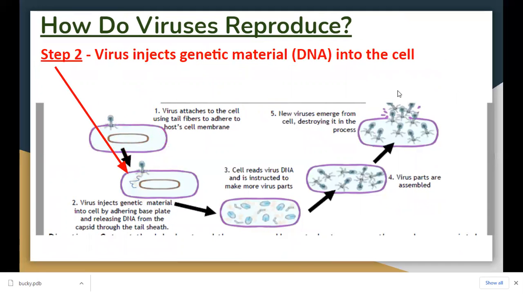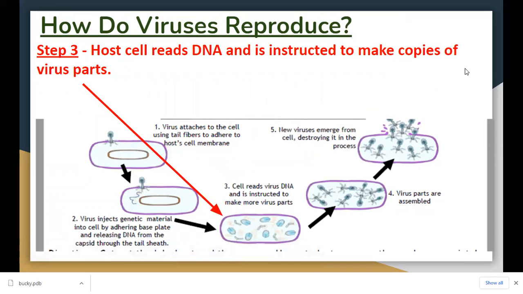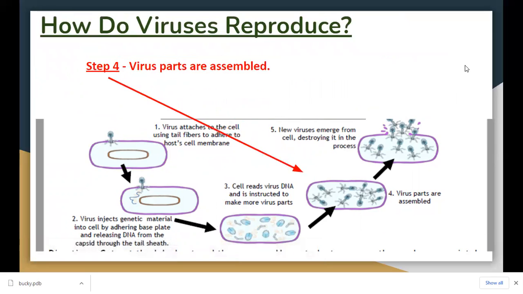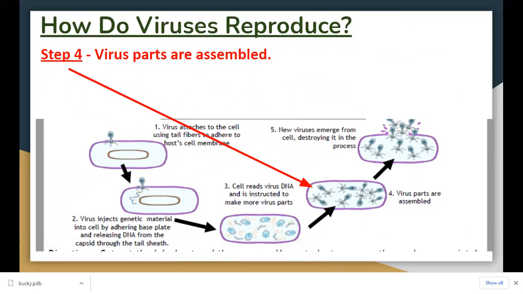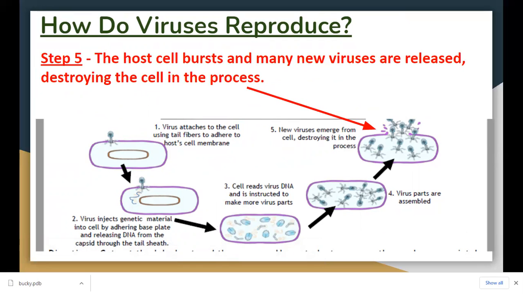Step 2, the virus injects its genetic material, its own DNA, into the cell. Here it is, injecting the DNA. Step 3, the host cell reads the DNA and then is instructed to make copies of the virus parts. The cell kind of becomes a zombie and just starts making more and more viruses. Step 4, the virus parts are assembled. And finally, step 5, the host cell bursts open and many new viruses are released, destroying the cell in the process. I have a video you'll watch later to see how this works.